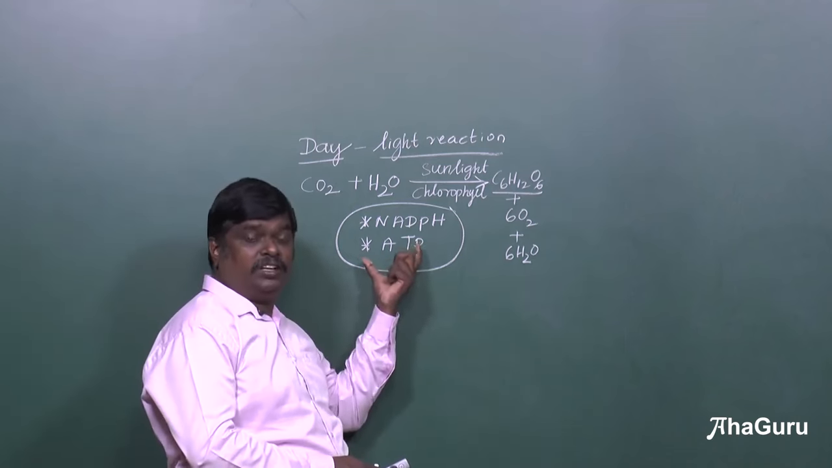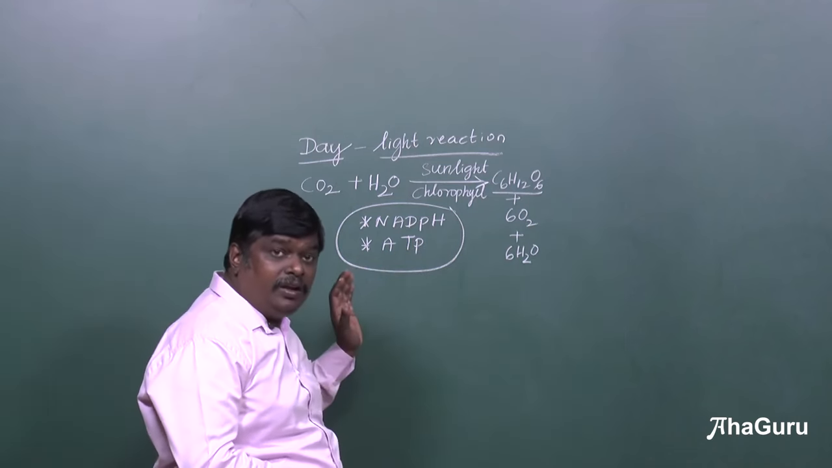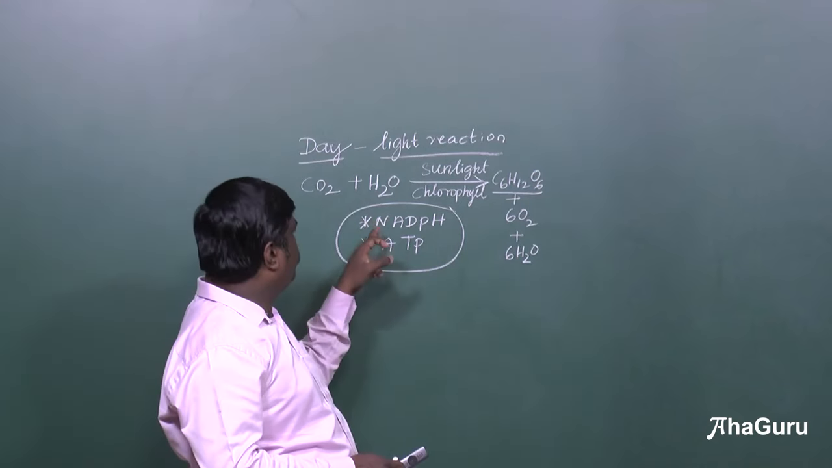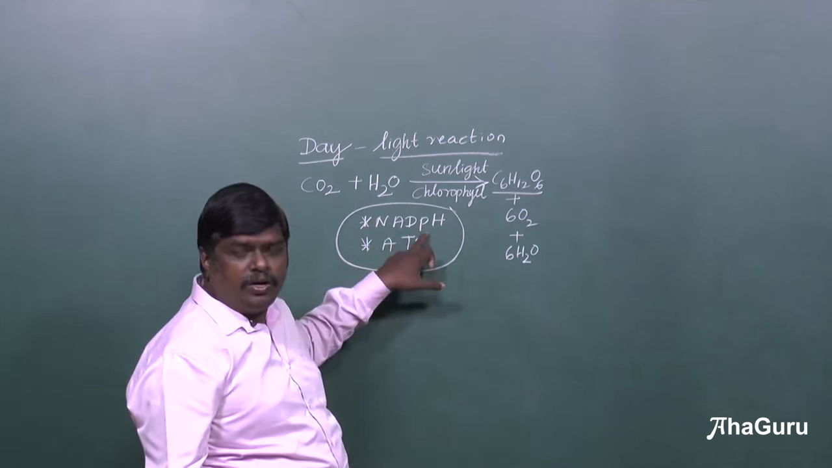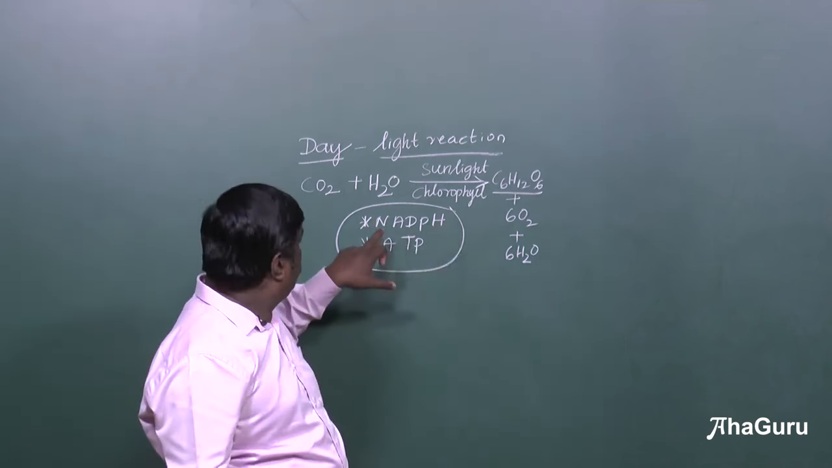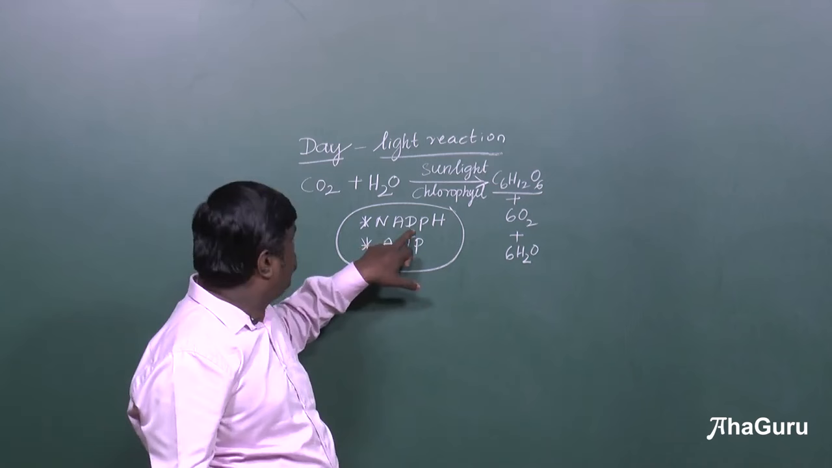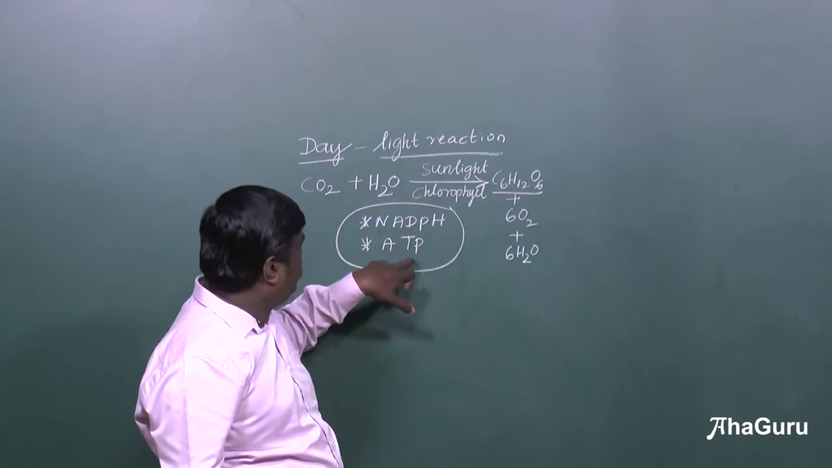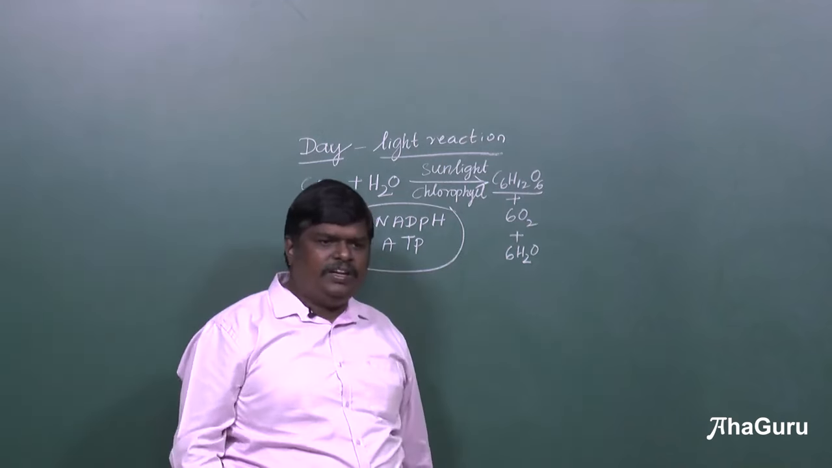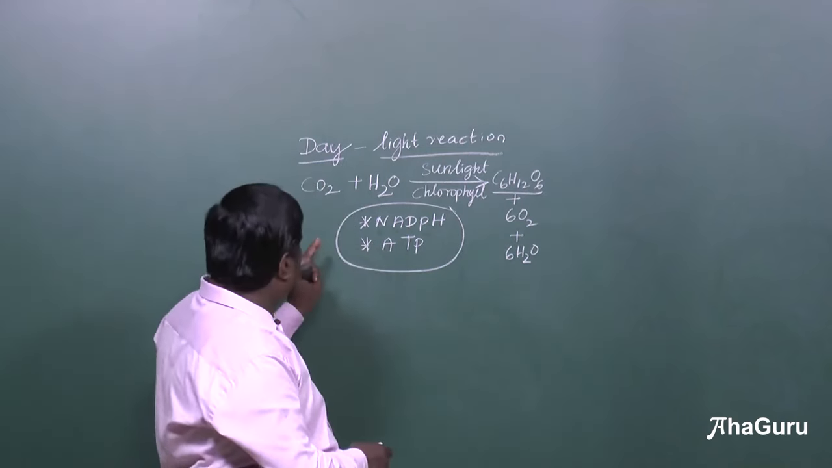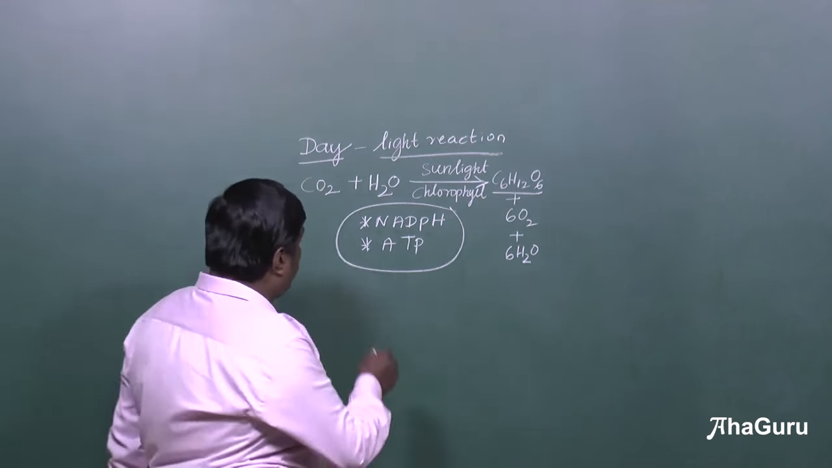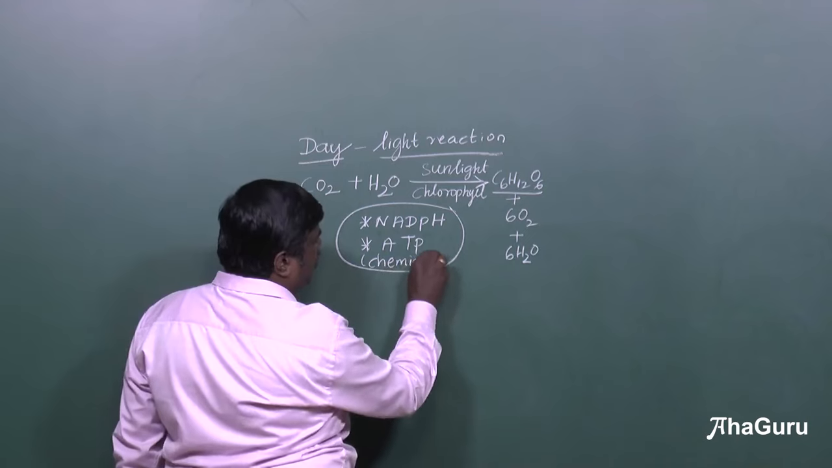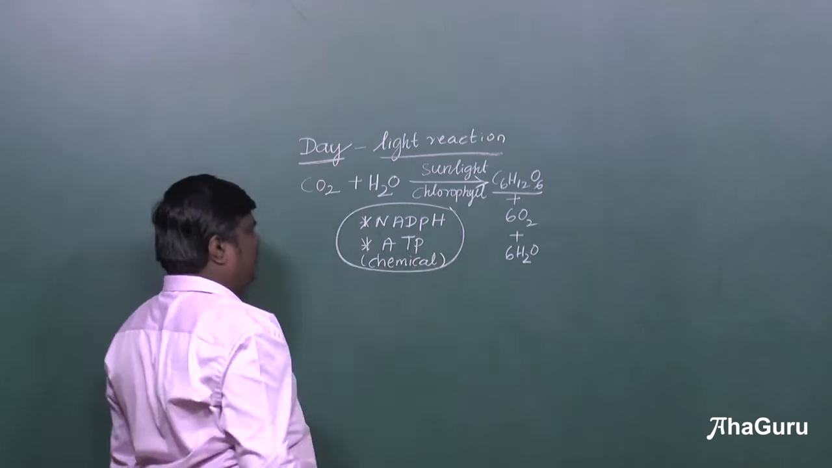The chemical energy is produced by the plant. I told you that in the reactions, light energy is converted into chemical energy. This is the chemical energy. NADPH stands for nicotinamide adenine dinucleotide phosphate hydrogen. ATP is adenosine triphosphate. So now the energy is available in the form of chemical energy during the daytime.